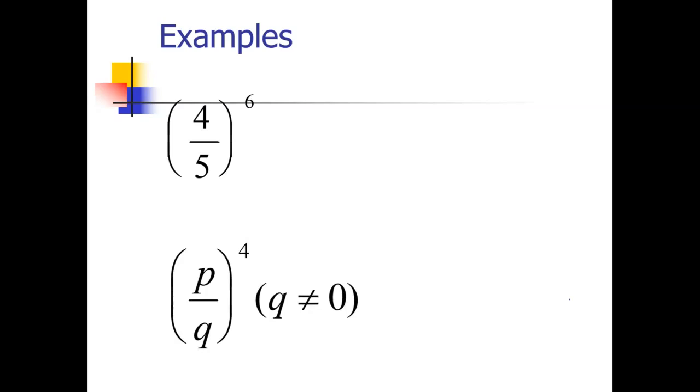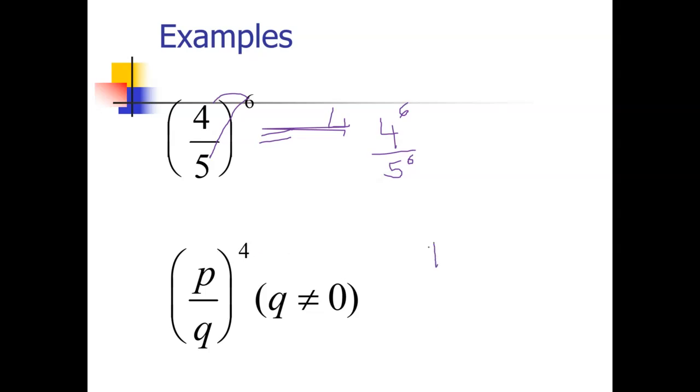Here I have two examples. Now, when I'm using the numbers, I'm not going to put any restriction because the denominator cannot be 0. Only time I put the restriction in the question is if I have a variable as a part of my fraction in the denominator. So for the top problem here, as you can see, 4 is my numerator and 5 is my denominator. So I'm going to distribute my 6 to the 4, which is the numerator, and I'm also going to distribute my 6 to the denominator 5. So the answer here is 4 to the power 6 over 5 to the power 6.